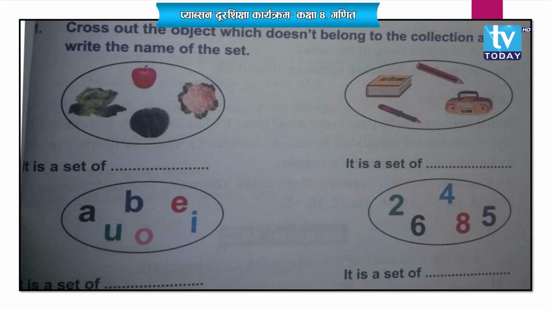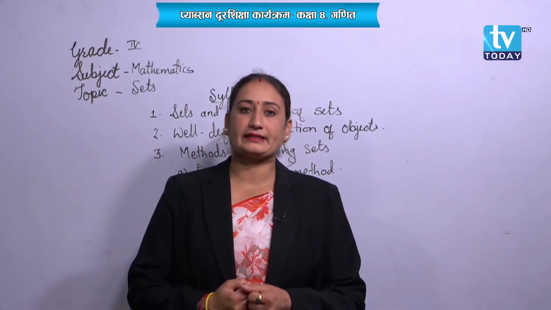I have a next picture over there, that is 2, 4, 6, 8, 5. So, here 2, 4, 6, 8 and 5. See students, all are even and the single 5 is odd. Let's cut out the odd 5 and you can write it. 2, 4, 6, 8 is the set of even numbers less than 10. Done? Good job. Same like this.